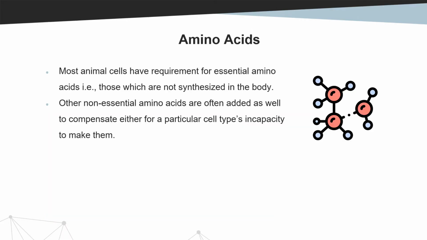Amino acids are also critical for your mammalian cells because most animal cells have a requirement for essential amino acids. These are amino acids that are not synthesized by the body, so the cells cannot synthesize these amino acids. So these amino acids are added into the cell culture media. At the same time, some non-essential amino acids are sometimes added as well, in order to compensate for certain cell types that are not able to make them in the amounts they require for themselves. So some non-essential amino acids are added inside a cell culture media.